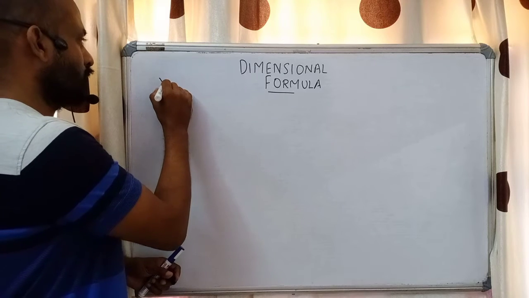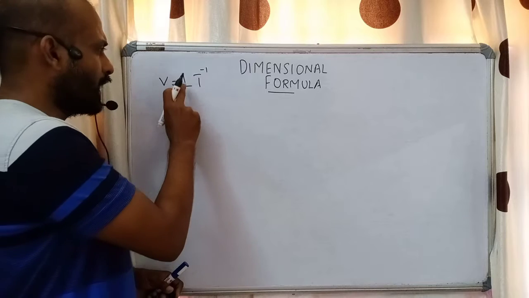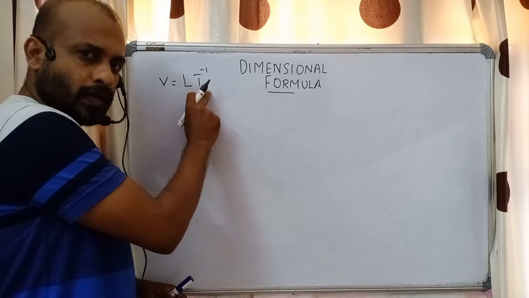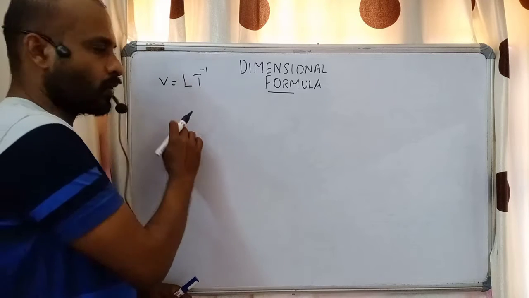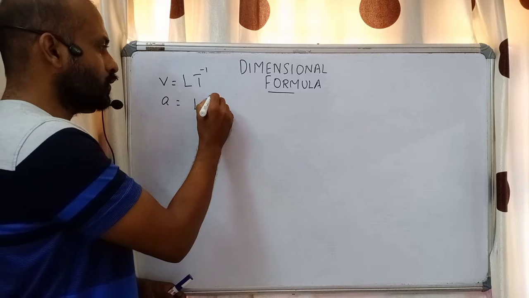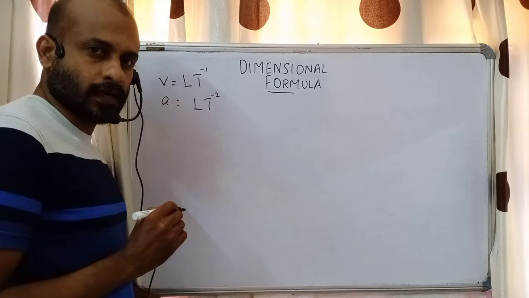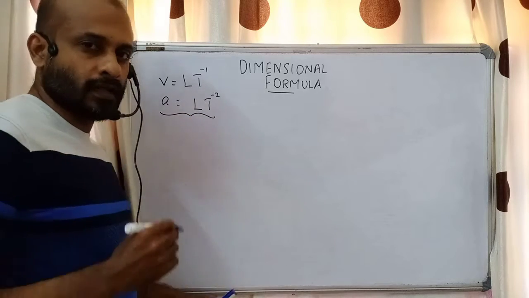velocity. What is the dimension formula of velocity? We have seen it is L T raised to minus 1. M raised to 0 is there, but I am not writing it now. When you write the dimension formula of velocity alone, you have to add M raised to 0. Then for acceleration, we have the dimension formula L T raised to minus 2. Using this dimension formula, we can start deriving the others.